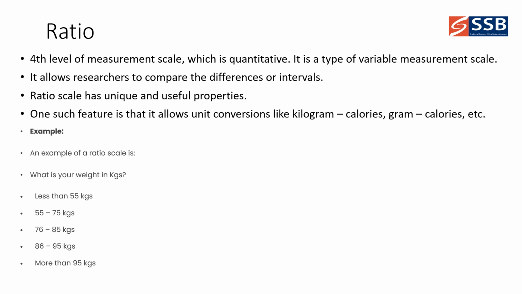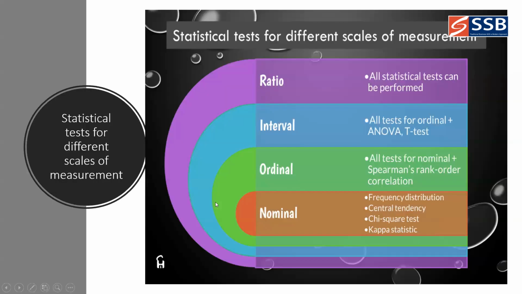Order is there and there is a zero. You can identify the zero. So it allows unit conversion, like kilograms to grams, or calories. An example of a ratio scale is weight in kgs basically. So less than 55, 55 to 75, 76 to 85, 86 to 95, and more than 95. So you have a ratio of the weights that we are having.